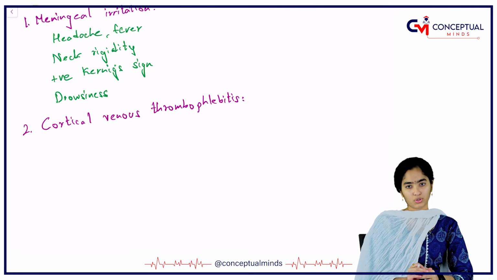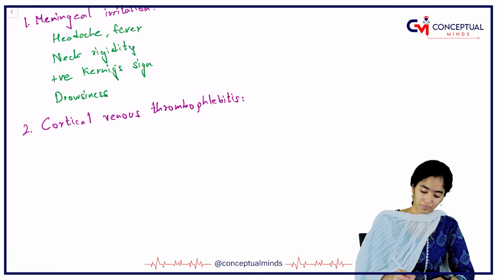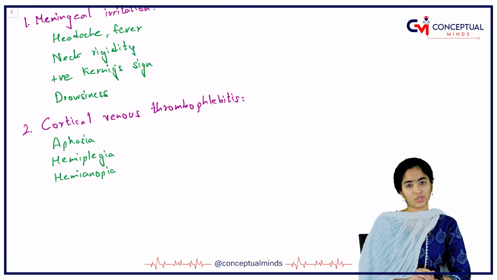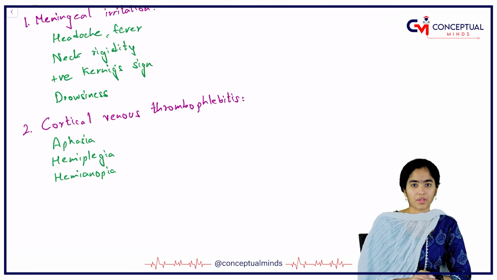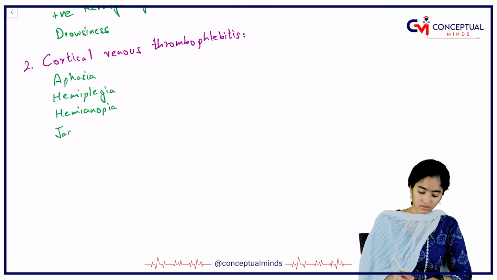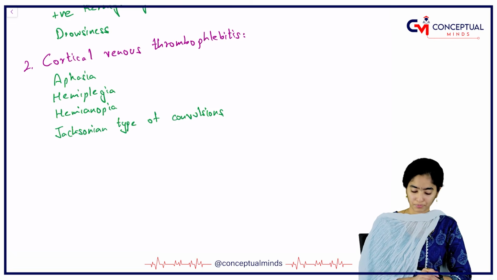And when they undergo thrombophlebitis, they lead to a variety of features such as hemiplegia can occur, hemianopia can occur. All these depending upon the location of the veins, it can occur. And sometimes even Jacksonian type of epilepsy can occur. You can see convulsions in the patient directly. And sometimes it can become so severe that it can even look like status epilepticus.